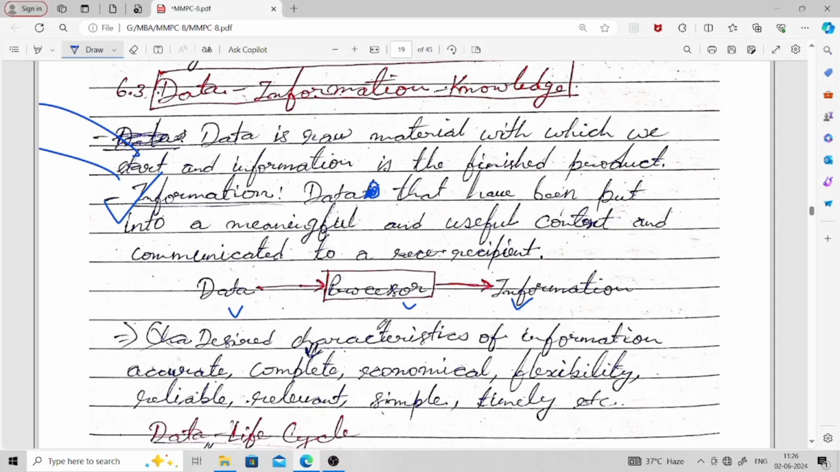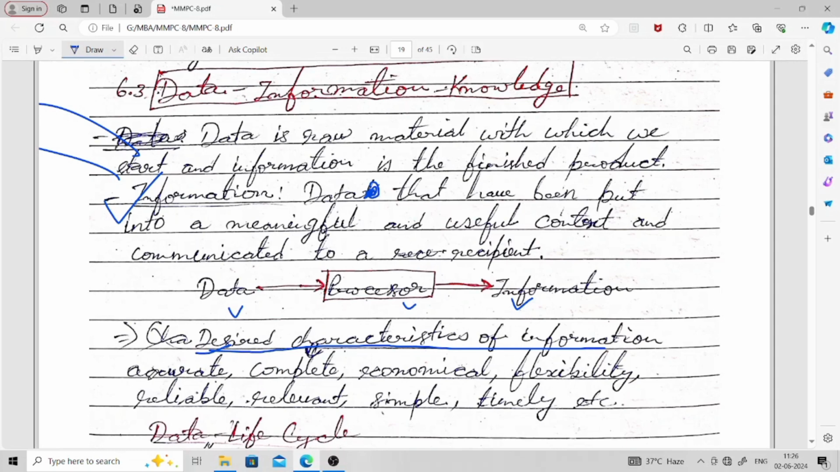Then the desired characteristics of information. What are the desired characteristics? Information should be accurate, complete, economical, and flexible. I will explain. The data should be accurate, it should be complete.